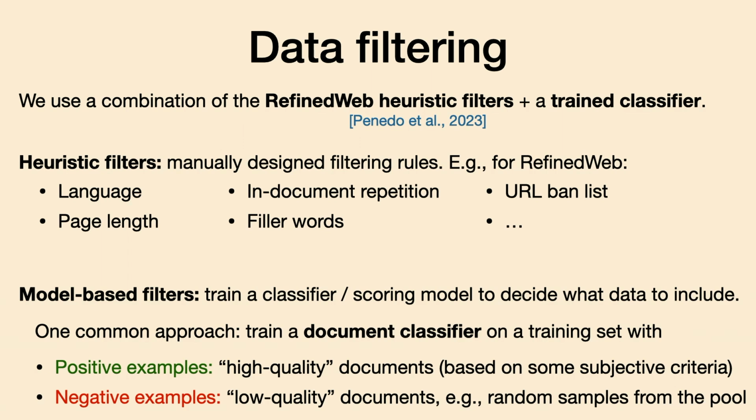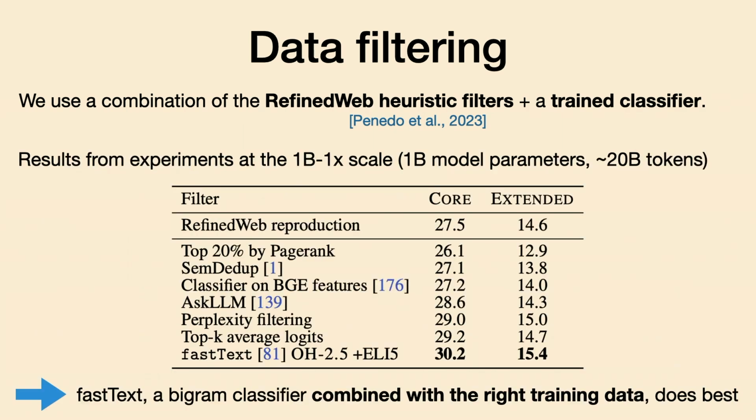Okay, and so what we did there, as a starting point again, was just try basically everything that's out there. We wanted to build a state-of-the-art dataset. So as a starting point, we always need to understand what the state-of-the-art is and how different methods compare. Here, this is the RefinedWeb reproduction. Our reproduction of RefinedWeb gets a core score of 27.5, again at the 1 billion model parameter scale.